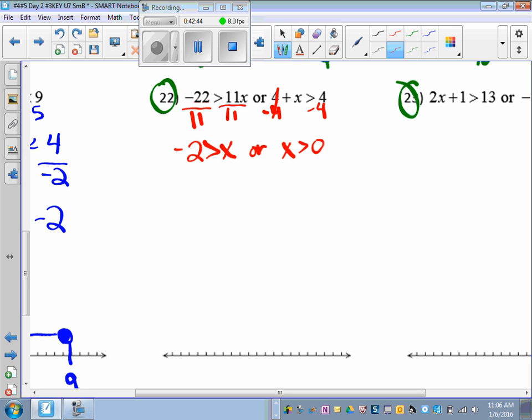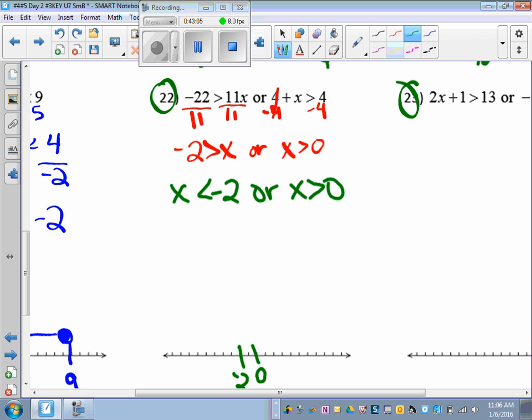All right, so we have 0, and we have -2. Or statements, they should be going in opposite directions. So let's go ahead and rewrite this one so that x is on the left side. x is less than -2 or x is greater than 0. That'll help us out with the arrows. Open circle to the left. Open circle to the right. Questions on 21 or 22?